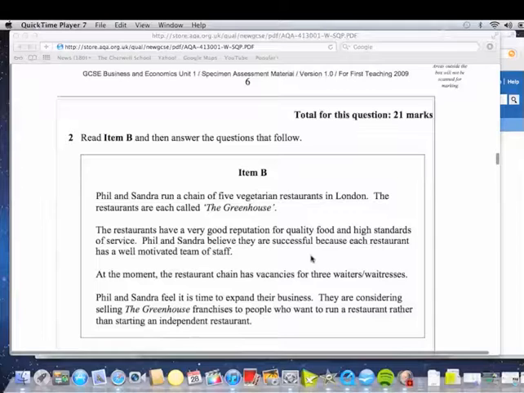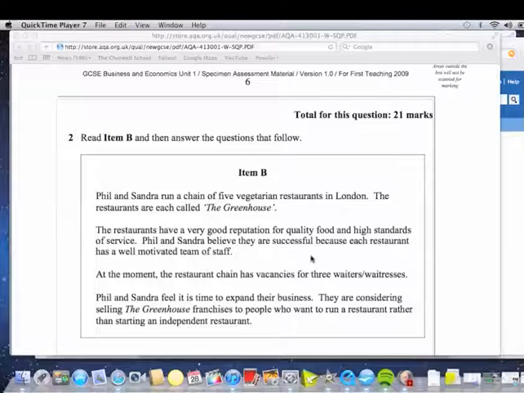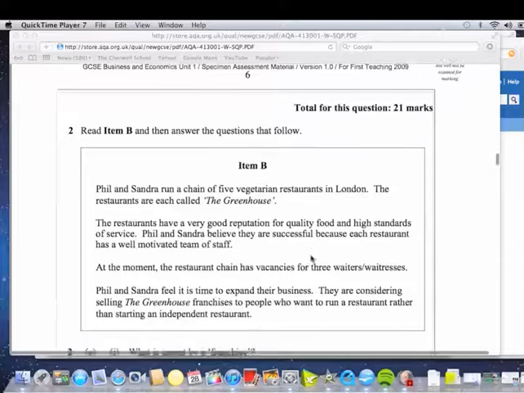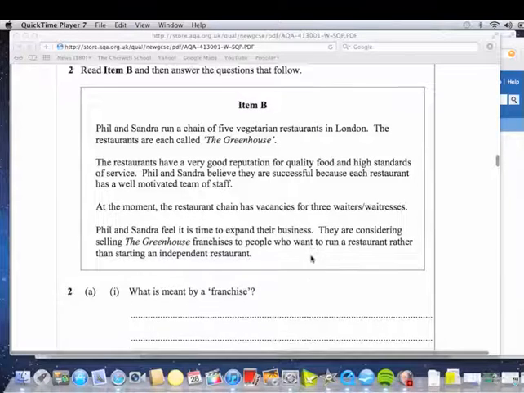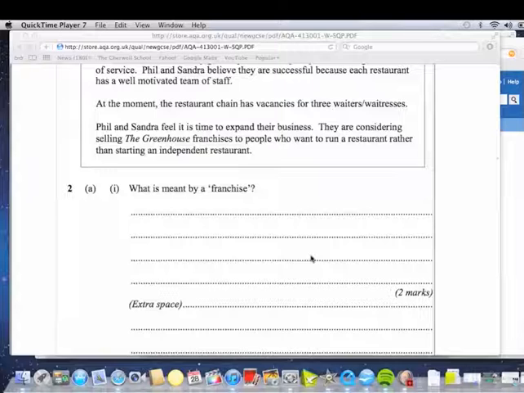Then we've got a second question coming up. So here we've got to sort of think, well, what's the topic going to be involved here? We've got Phil and Sandra run a chain of 5 restaurants in London. Restaurants got a good reputation. It looks like they're going to be hiring some staff here. They want to expand their business. Franchise, so again, thinking what's a franchise?